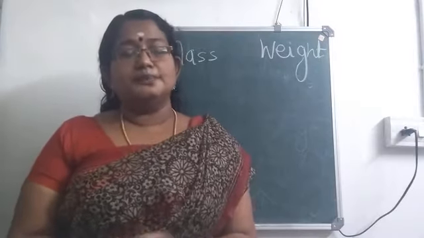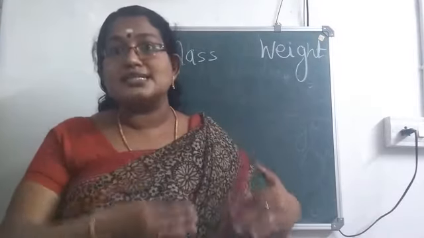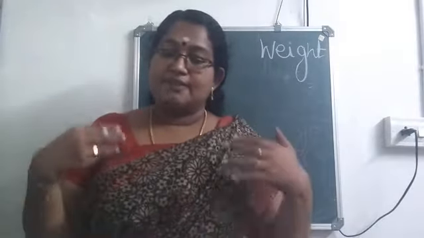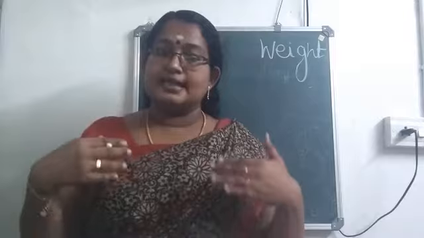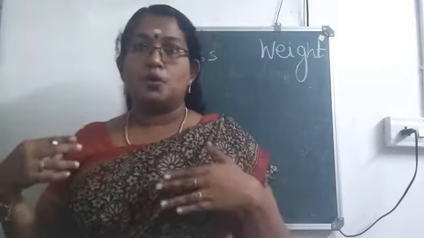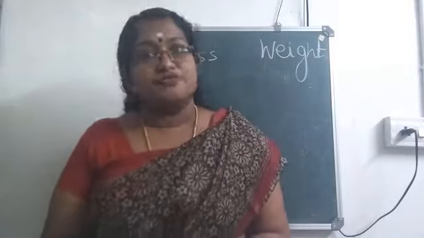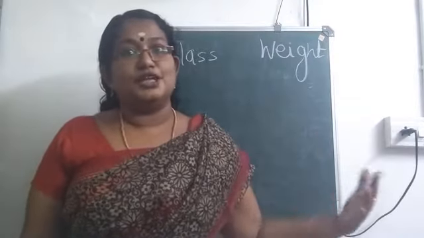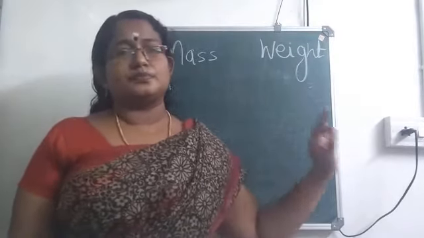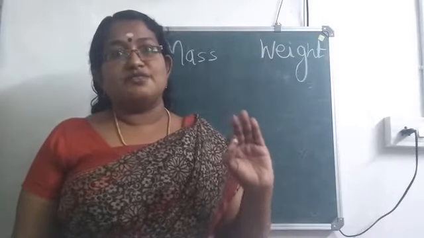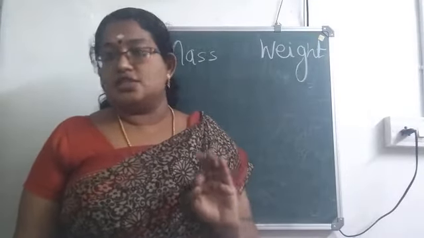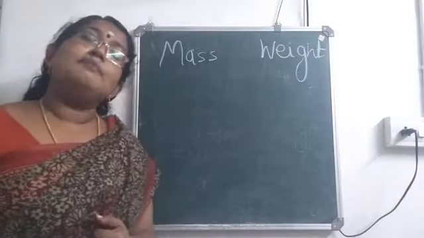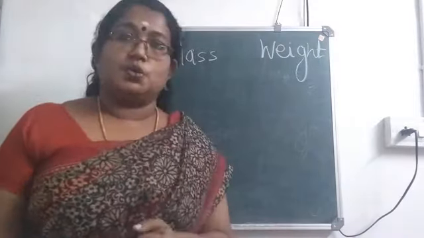So once again, the amount of matter contained in a body can be called mass, whereas the gravitational force exerted on a body can be considered as weight. Mass is measured using a physical balance, weight using a spring balance. Mass is a constant, whereas weight is not a constant. SI unit for mass is kilogram. For weight, it is Newton.